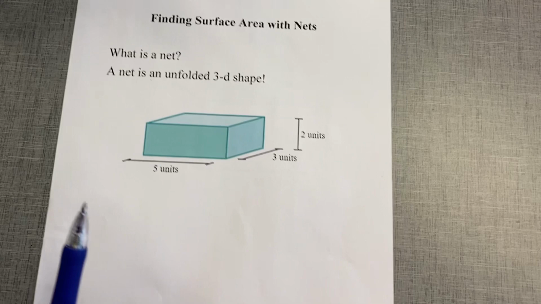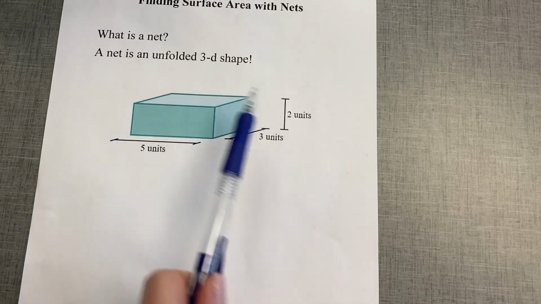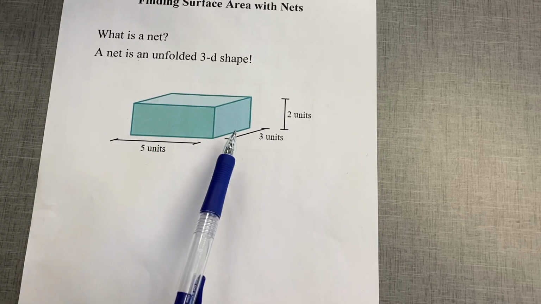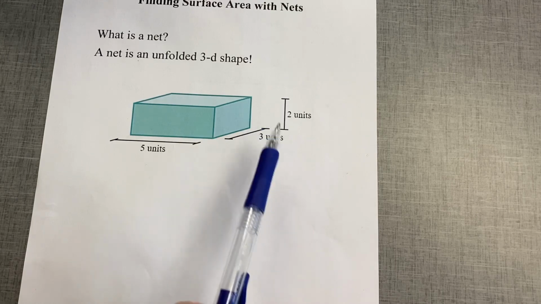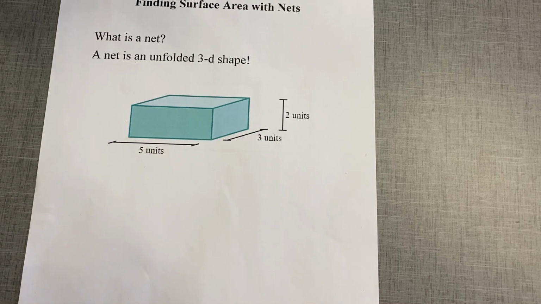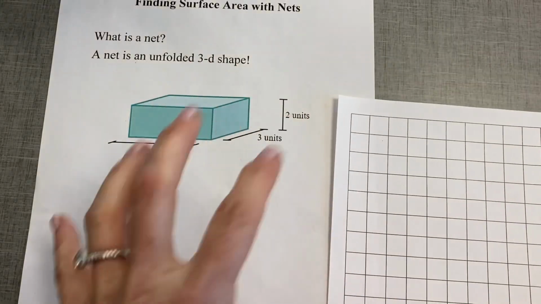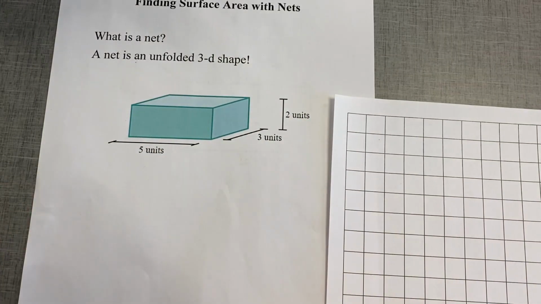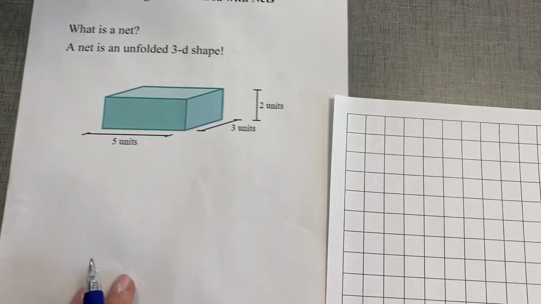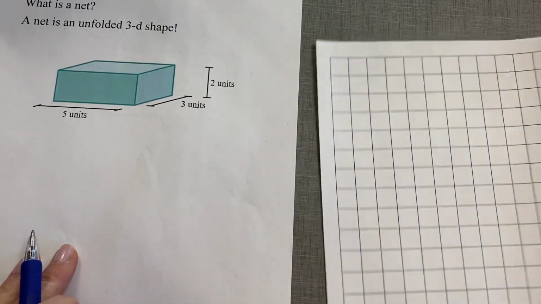So if you look at this rectangular prism here, we're measuring 5 units on length, 3 units on width, and 2 units on height. What we're going to practice today is drawing the net, imagining this unfolded, drawing the net and finding the surface area. So I have this piece of graph paper here.